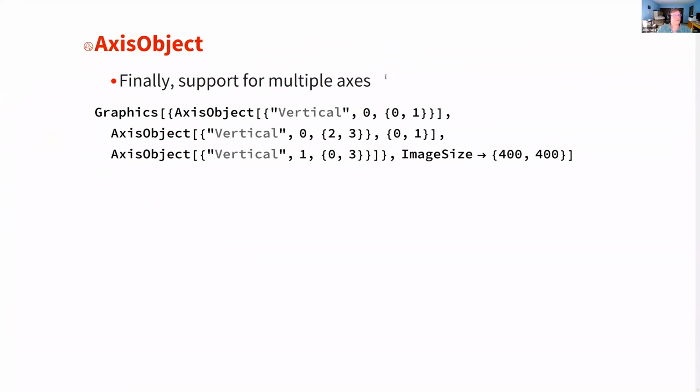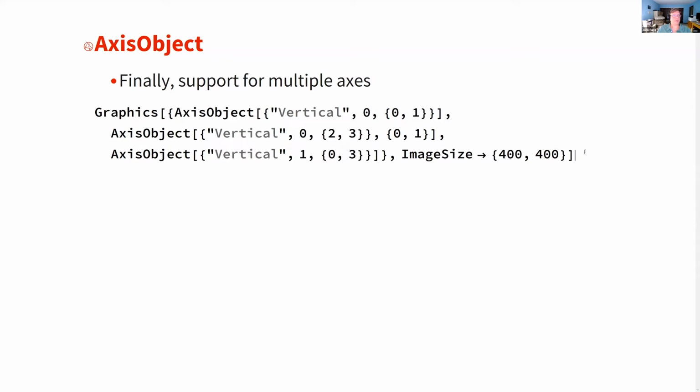I'm not going to go too deep into this here because there are going to be other talks about this, but I did want to mention it. This is something we spent a lot of effort in our group working on. So we had this thing called AxisObject, and AxisObject is now a primitive that represents an axis. Axes have always previously been represented as options to Graphics or Graphics3D.